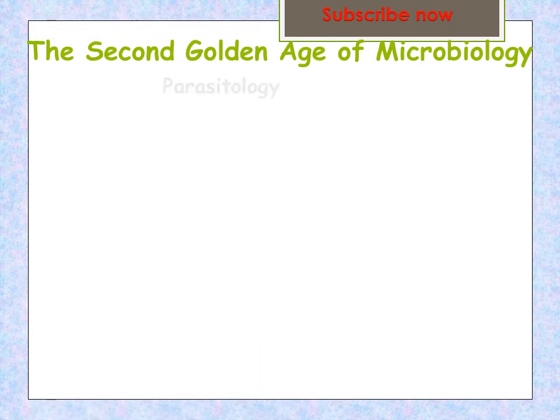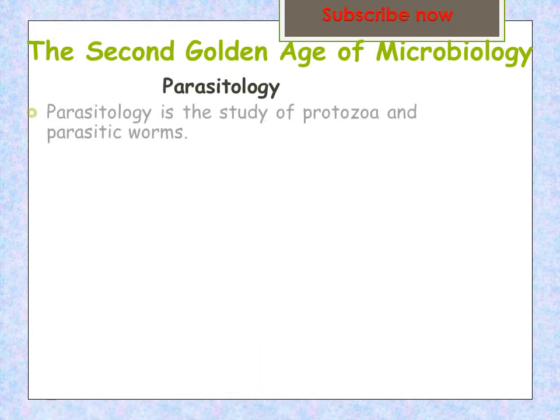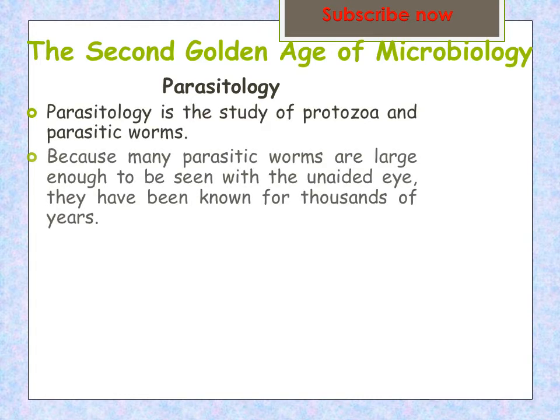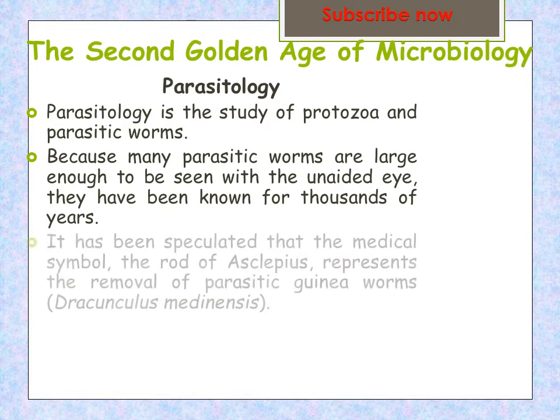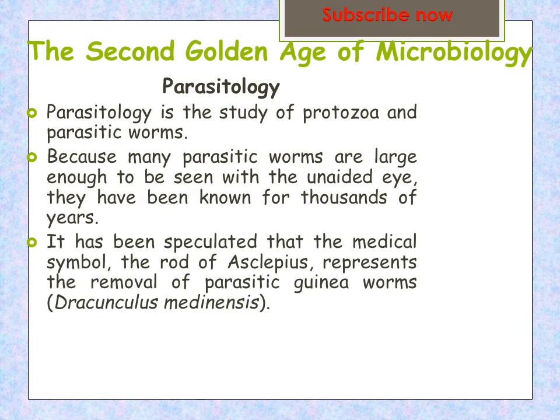Parasitology. This is the study of protozoa and parasitic worms, largely known as the helminths. Because many parasitic worms are large enough to be seen with the unaided eye, they have been known for thousands of years. It has been speculated that the medical symbol, the rod of Asclepius, represents the removal of the parasitic guinea worm, that is, Dracunculus medinensis.